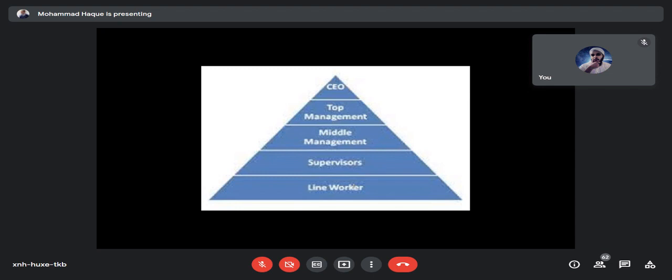So once we say line workers, there are categories of high blue collar workers and blue collar workers. Blue collar workers are those who are actually working in the field, performing most of the manual work, whereas high blue collar workers are basically technical staff. That will include engineers and technicians, those who are working with the machines. They are basically highly trained, technically qualified people.